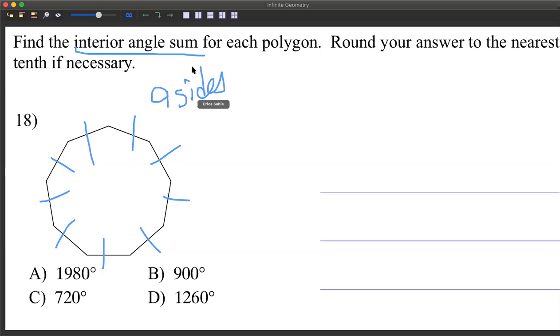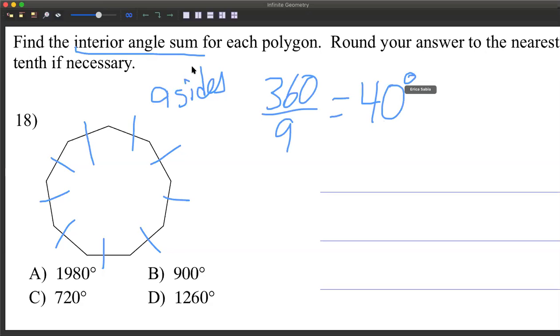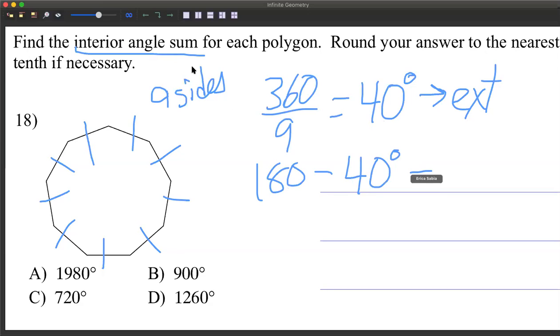I don't know. So let's find an exterior angle. 360 divided by 9. That's going to be 40. So there's my exterior angle. Now let me find the interior angle. I would just do 180 minus that exterior angle. So that leaves me with 140 for an interior angle.